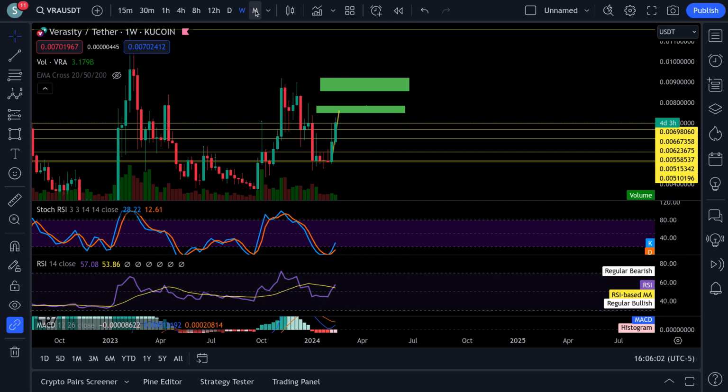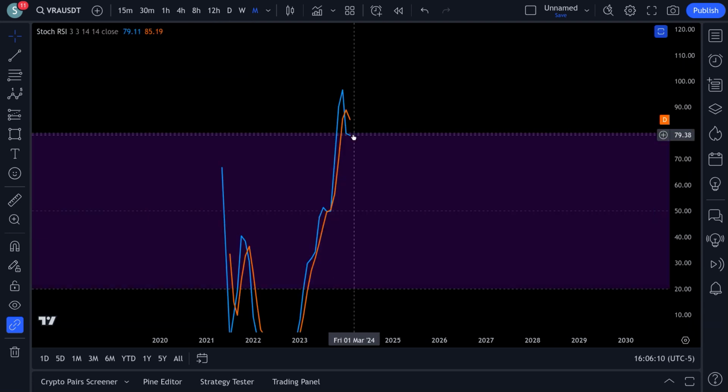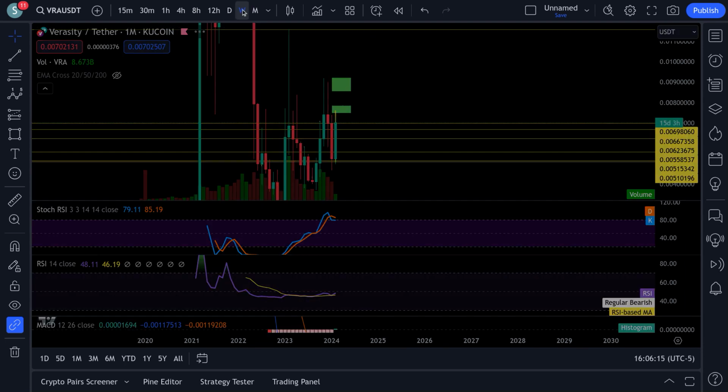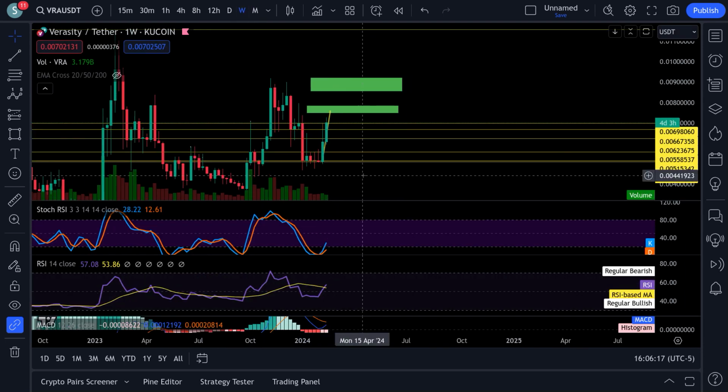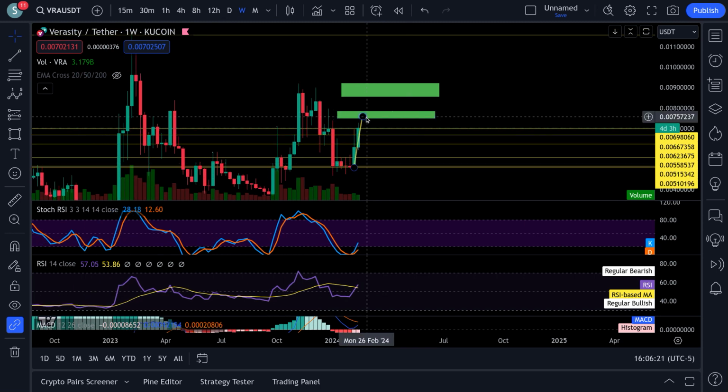And then a monthly, 79 and an 85. It's also making an attempt to turn back up here. You can see the curve on it here. Now that weekly, that's the big one. When you got the weekly turned up, that's definitely your big one. That's where we came up with these targets here, on a weekly.